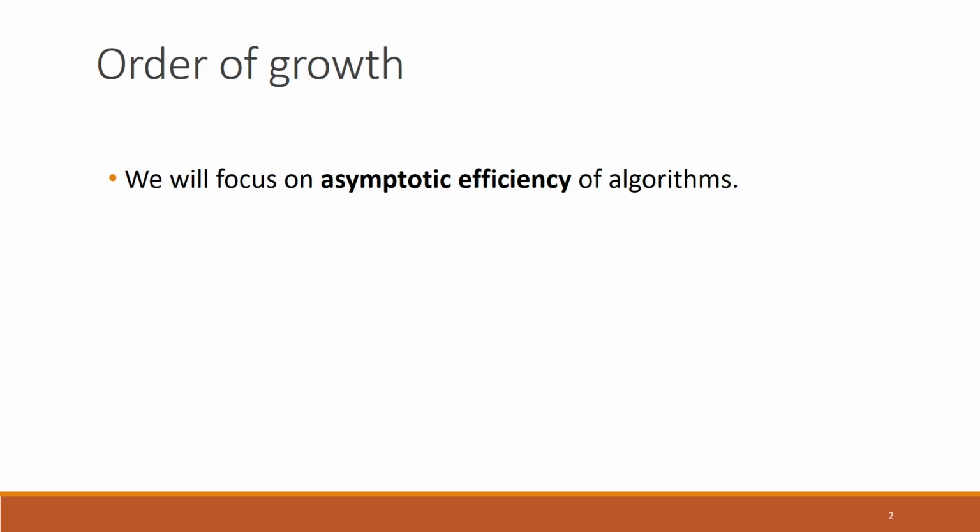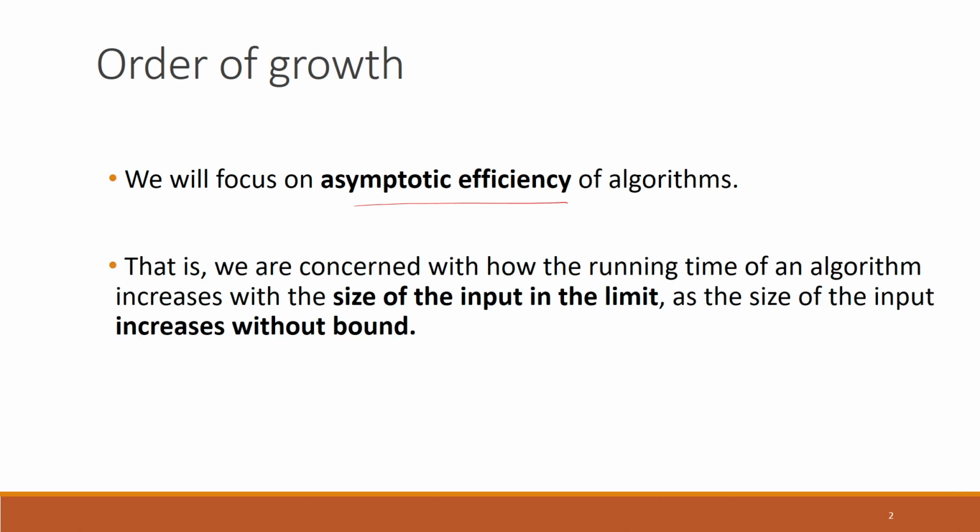So, in the last class, we had just started to discuss order of growth for algorithms. We will be continuing today on that. In this discussion, we will be focusing on asymptotic efficiency of algorithms. What does that mean? It means we will be focusing on the running time of an algorithm as the size of the input increases, in the limit as the size of the input increases without any bound.